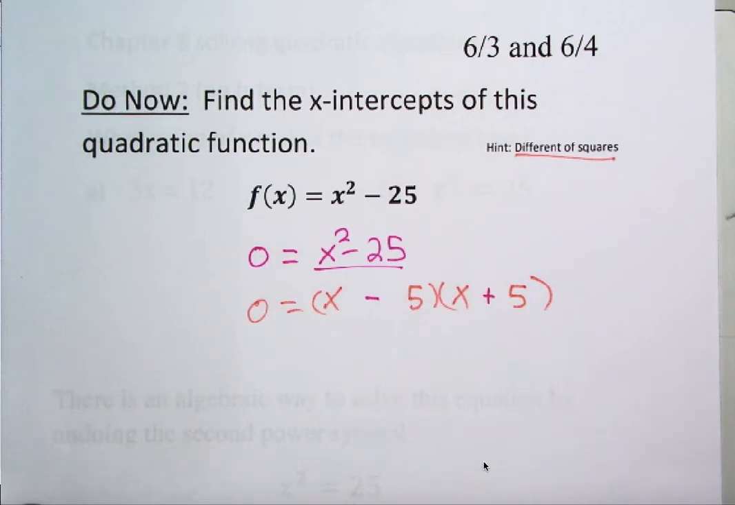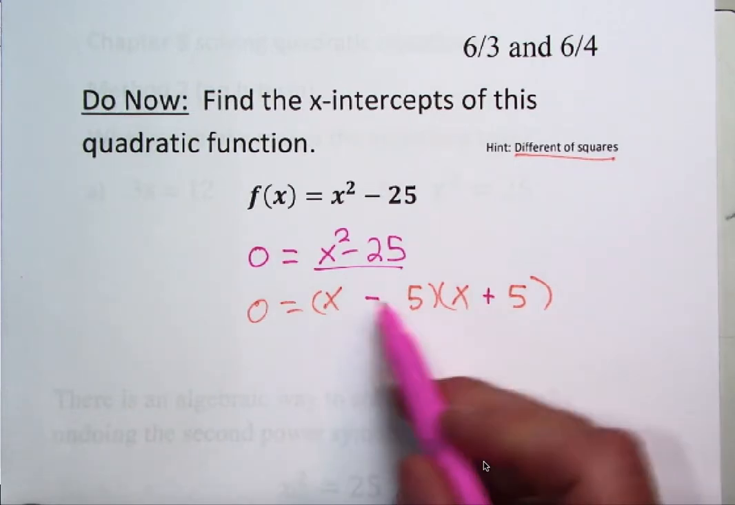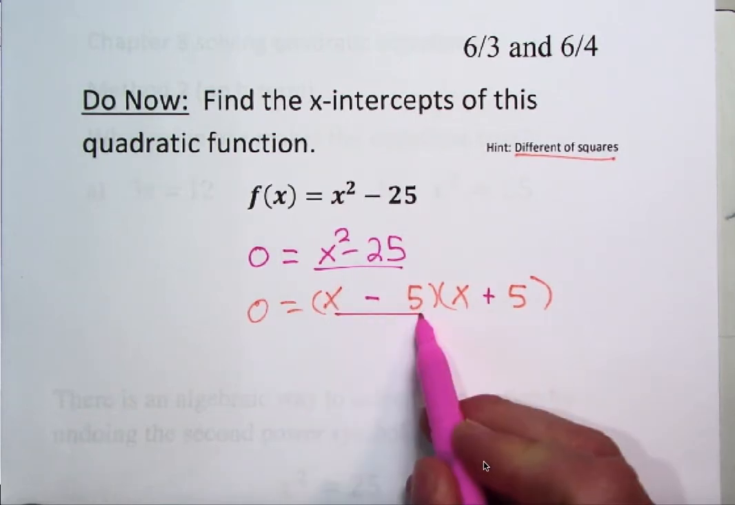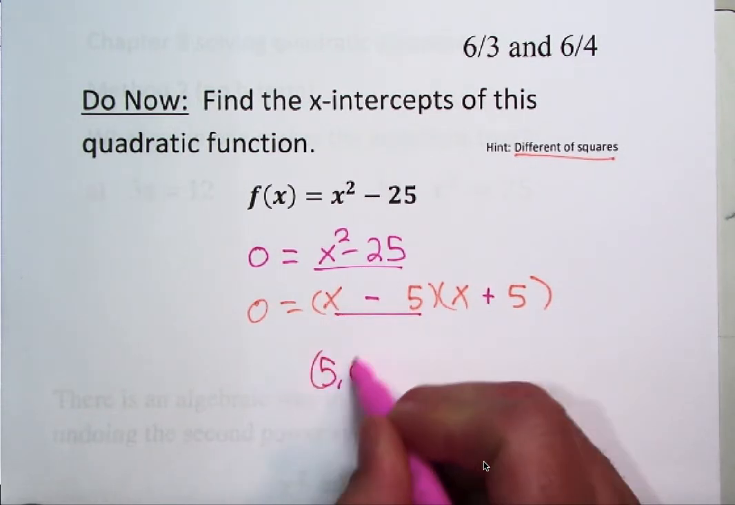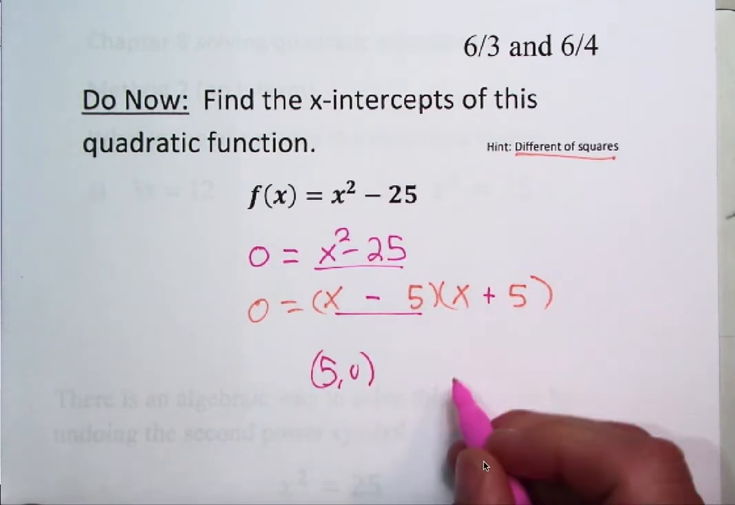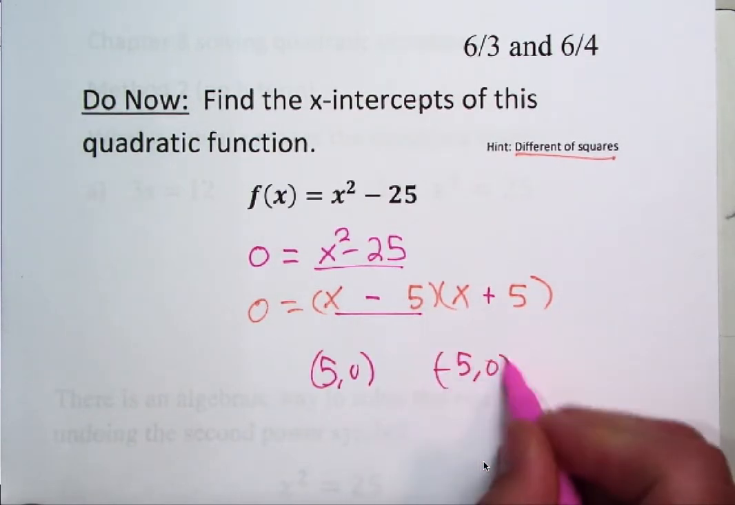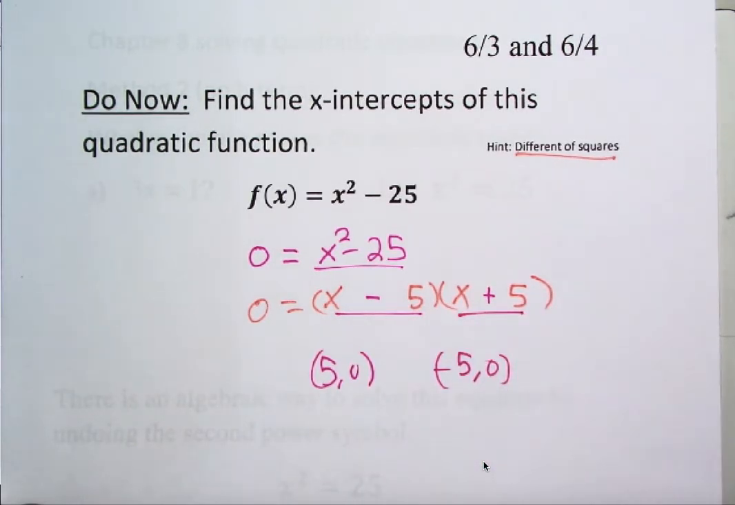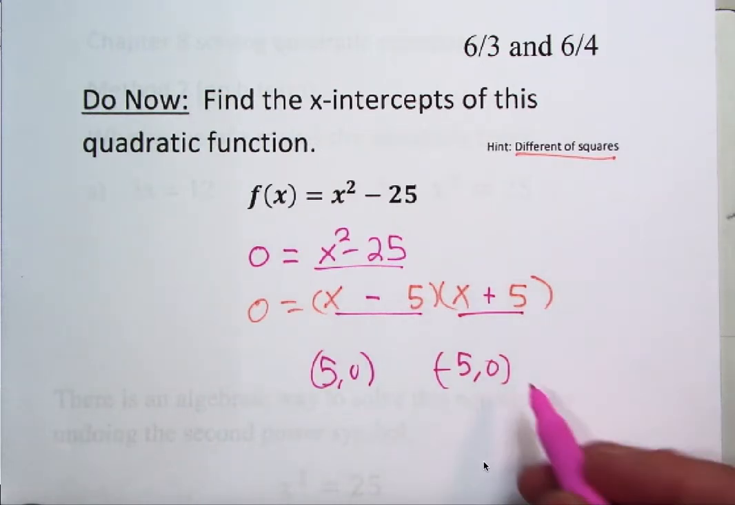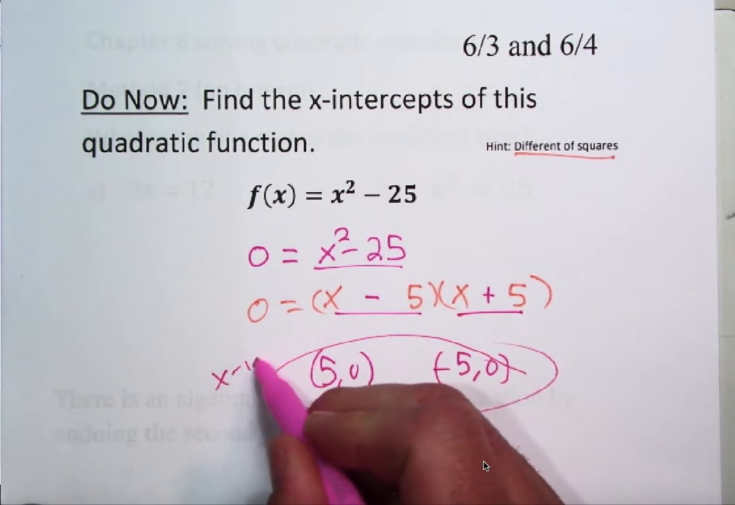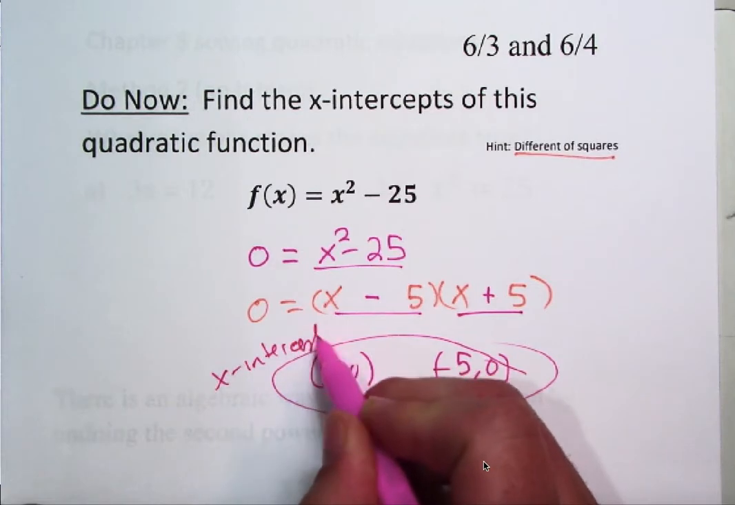Great. Now, we just need to know what makes each parenthesis 0. And it looks like, for this one, it's 5. So there's one x-intercept. And for this one, negative 5. Negative 5 will make that 0, and 0 times anything is 0. Cool. So there are the x-intercepts for this quadratic function.